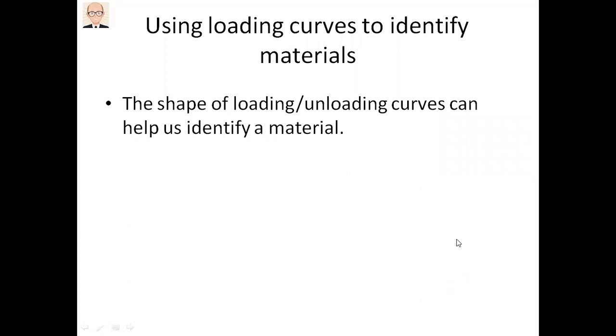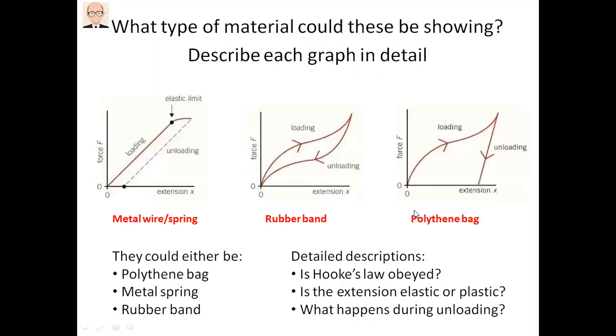Yeah, the shape of loading and unloading curves can help us identify a material. Now we will see different shapes for different materials. So let's see. What type of material could these be showing? Describe each graph in detail. Now we have 3 different graphs. The first one is going to be a metal wire spring. The second one is going to be a rubber band. And the last one is going to be a polythene bag. So let's see what happened. They could either be the polythene bag, metal spring, and rubber band.